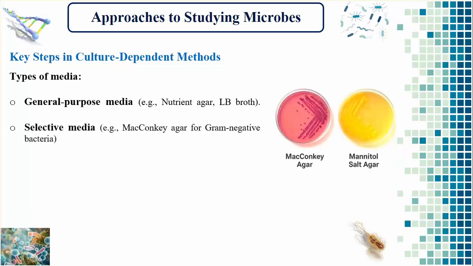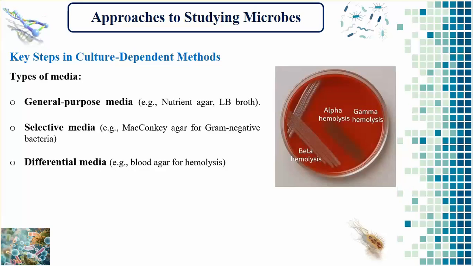Another important category is selective media. Selective media are specialized growth media that contain specific substances such as dyes, antibiotics, salts, or particular nutrients that inhibit the growth of unwanted microorganisms while permitting the growth of specific or targeted microbial groups. This is especially useful when scientists want to isolate a particular organism from a complex microbial community. For example, MacConkey agar selectively supports the growth of gram-negative bacteria, while mannitol salt agar favors the growth of staphylococci due to its high salt concentration.